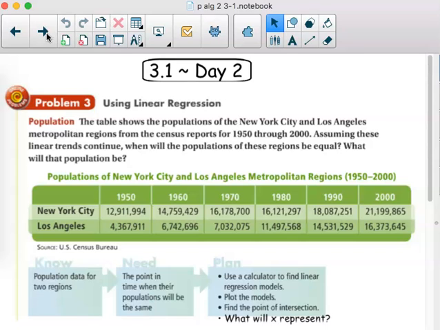We have real life data here. And like it says, this is directly from the Census Bureau, and we are going to use that information to figure out an answer to a question. So it says for population, the table shows the populations of New York City and Los Angeles metropolitan regions from the census reports for 1950 through 2000.